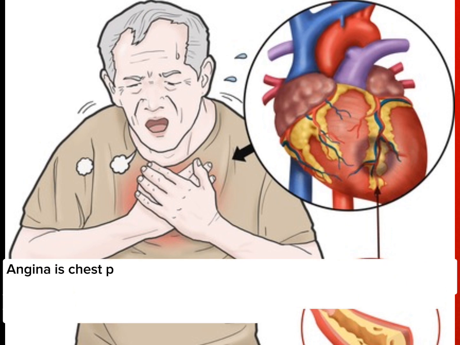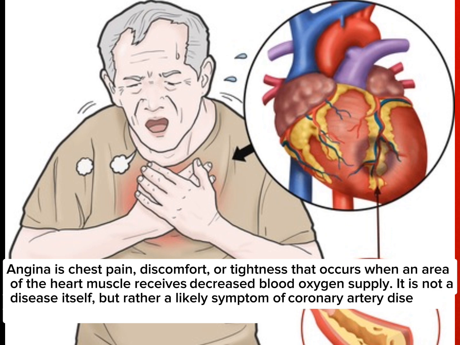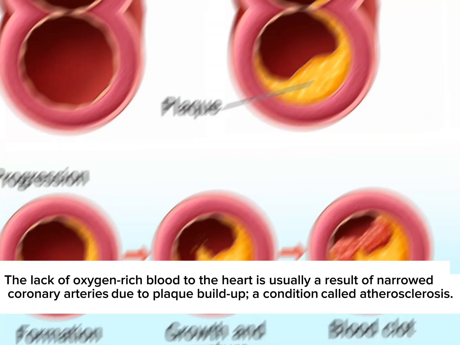Angina is chest pain, discomfort, or tightness that occurs when an area of the heart muscle receives decreased blood oxygen supply. It is not a disease itself, but rather a likely symptom of coronary artery disease, the most common type of heart disease. The lack of oxygen-rich blood to the heart is usually as a result of narrow coronary arteries due to plaque buildup, a condition called atherosclerosis.